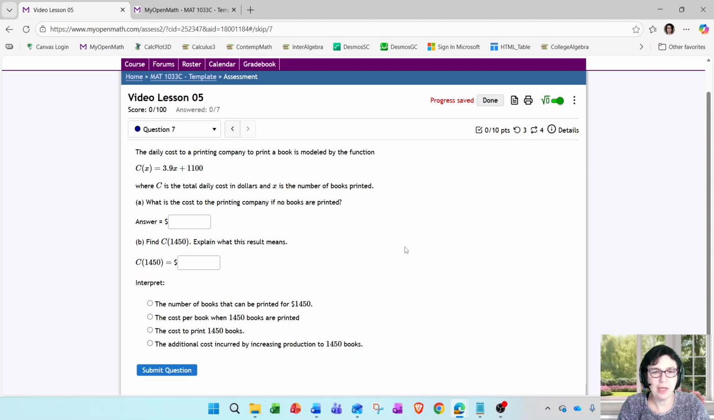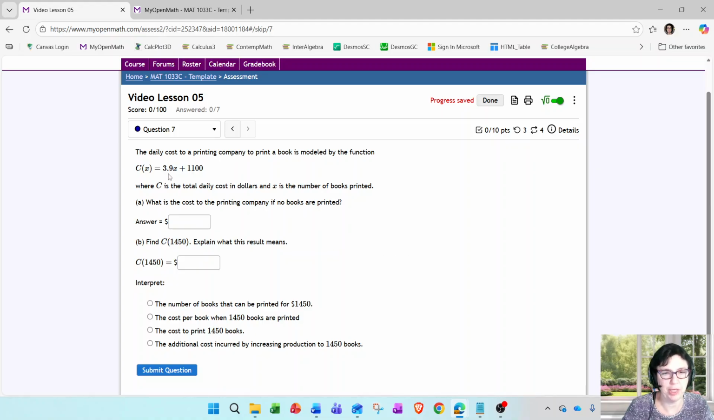Okay, guys, let's take a look at applications of functions. Here we have a function that models the cost to print X books to a printing company. Now look at the definition of this function.